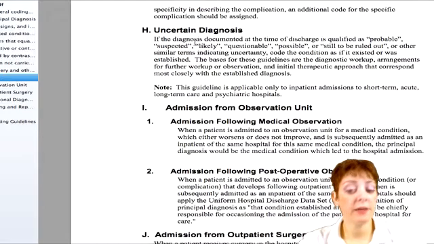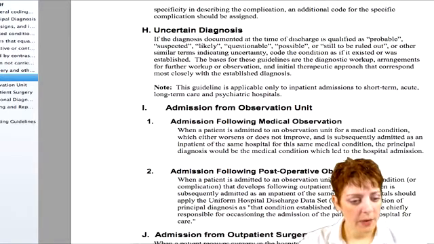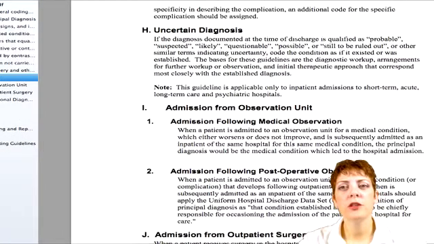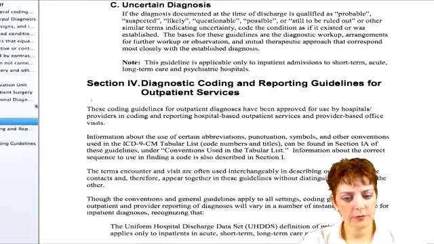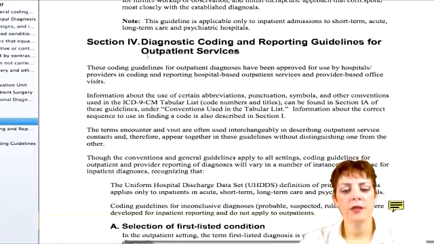If the diagnosis documented at the time of discharge is qualified as probable, suspected, likely, questionable, possible, we call it equivocal language. Could be, maybe, kind of, sort of. Code the condition as if it existed or was established. This is what they're telling inpatient coders to do, okay? So we want to go down to Section 3, uncertain diagnosis. This is for outpatient services, so physician and outpatient.